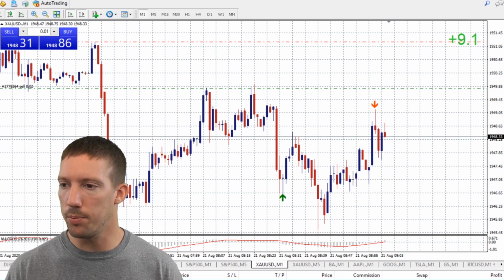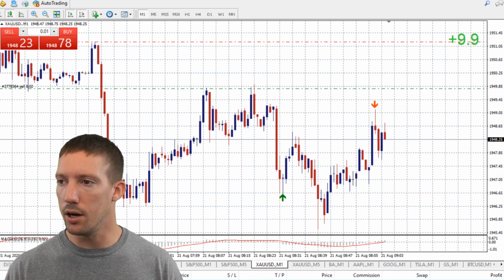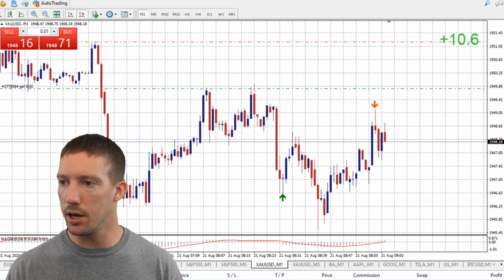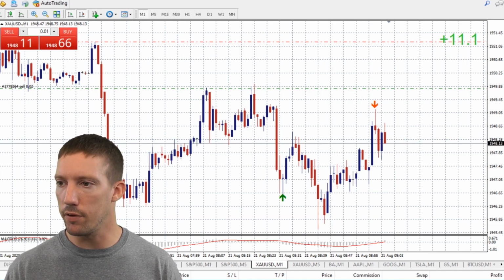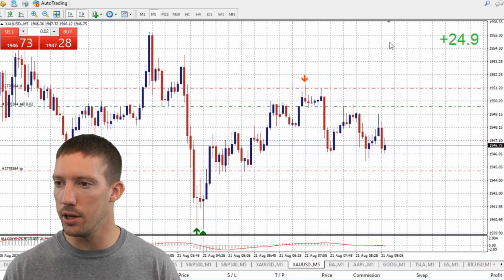Now it did shoot back up a little bit. I just skipped ahead. We are up about 10 pips again. But even if you would have gotten in on that 1-minute trade, it would have been good because it did not actually go up and hit where the stop loss would usually be. So we're up 25 pips at this point.